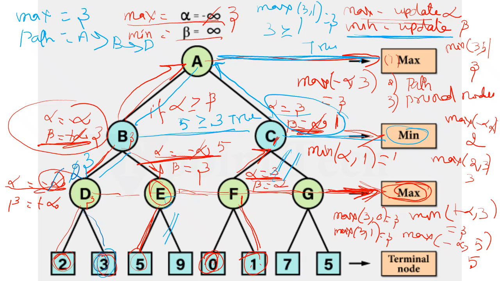Okay. Next, which nodes are pruned? Pruned nodes are, first we pruned 9. Then 7 pruned. Then 5 pruned. The sub branch G totally pruned. Okay, pruned nodes. So this is a solution. Here we got the optimum maximum value 3. Optimum path is equal to A to B, B to D. Then the pruned nodes are 9, 7, 5 and G. Okay. This is the solution.